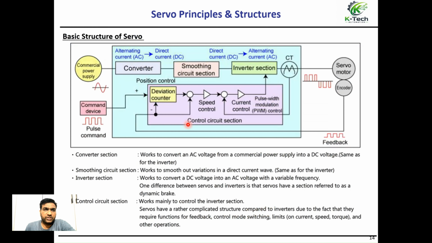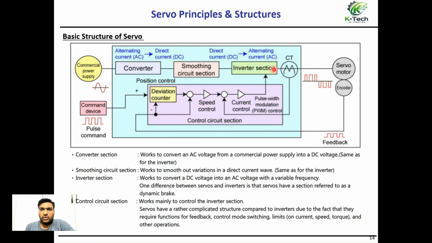About the structure, this is the block diagram of the servo system. First the commercial power supply, so it is three phase or two phase, whatever the requirement of the servo amplifier, according to that you can give. Then the converter converts alternating current to DC current. Then a smoothing circuit for pure DC, and then again the inverter section.